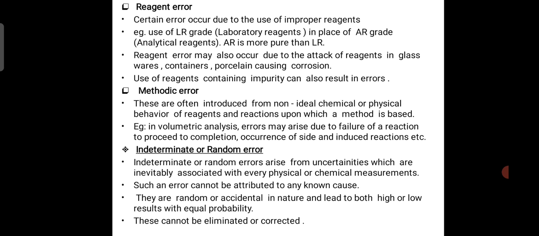Next one, indeterminate or random error. These types of errors cannot be corrected. Determinate error means we can find out where it went wrong and correct the error, but here we cannot do so. That is called an indeterminate error. We can call it random error. It cannot be eliminated or corrected. It happens accidentally.